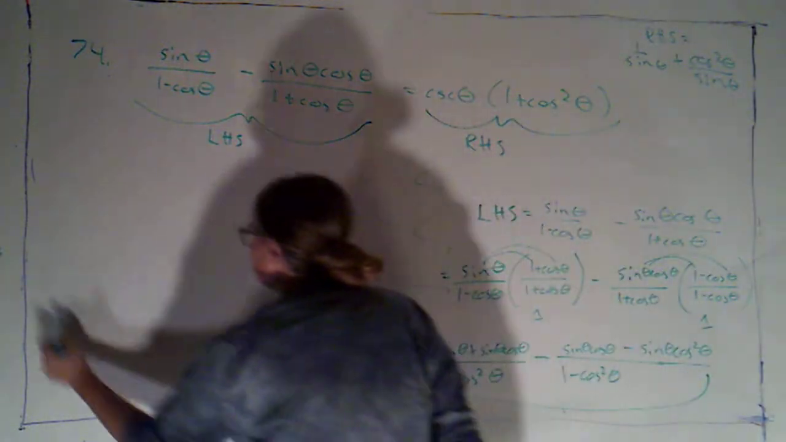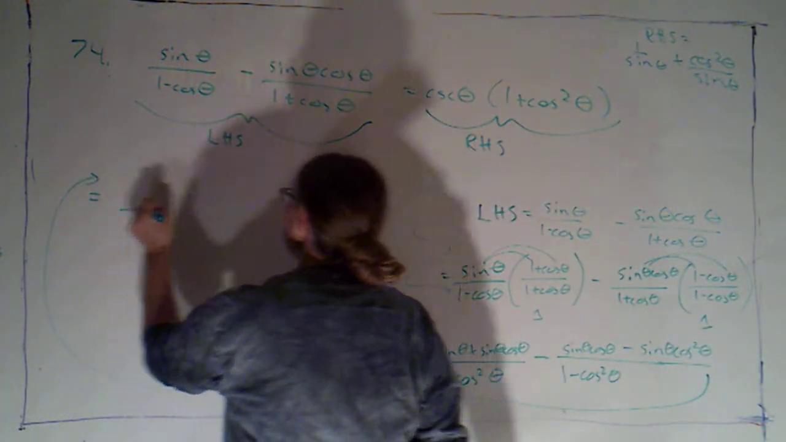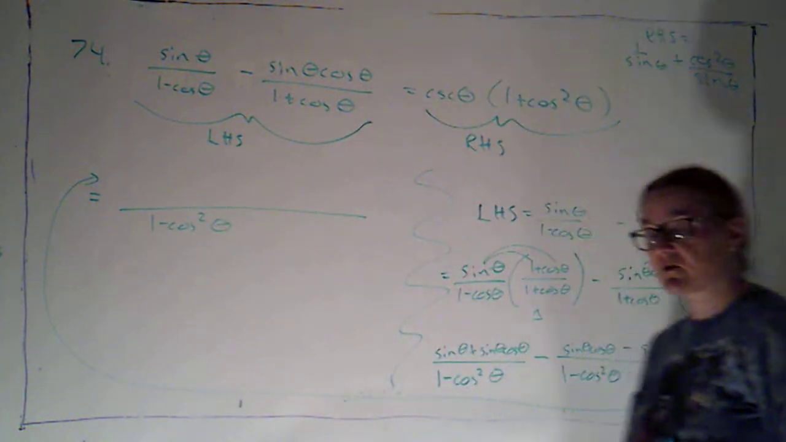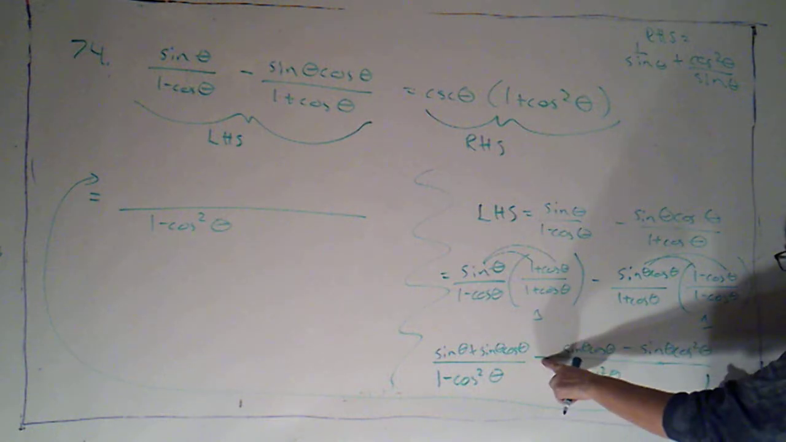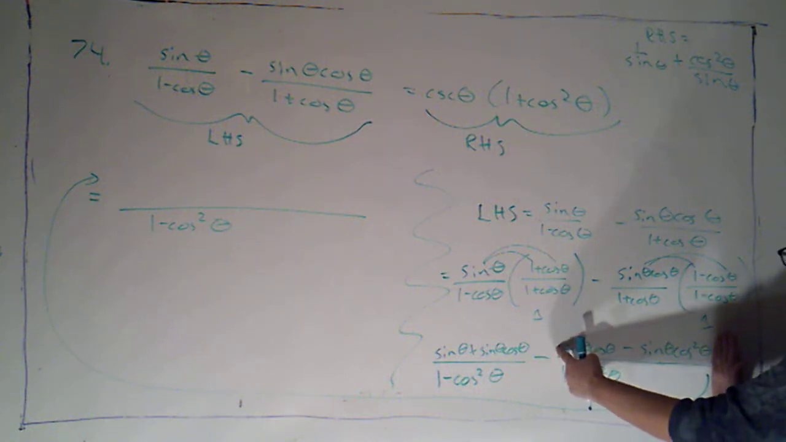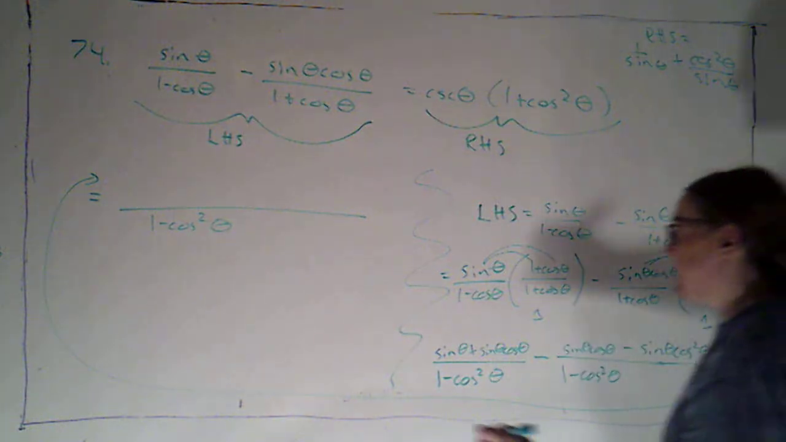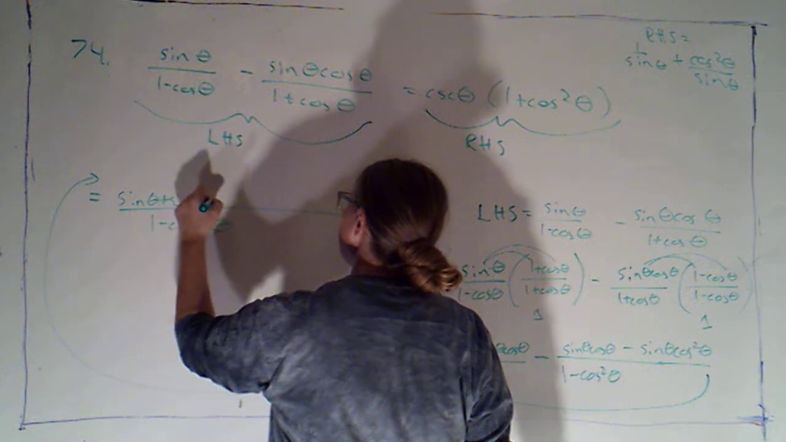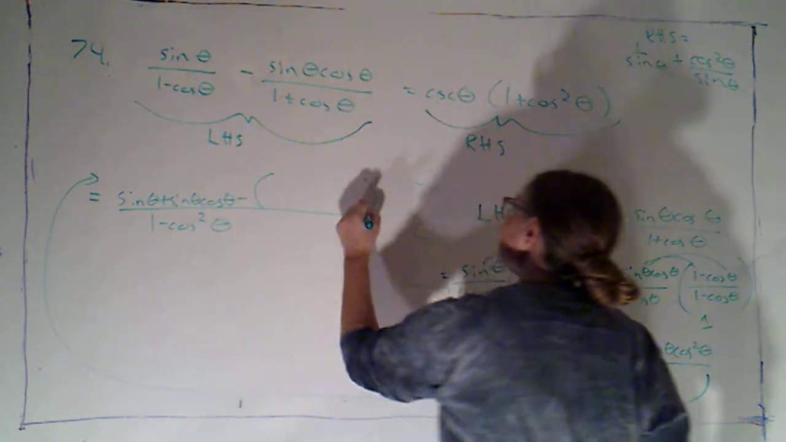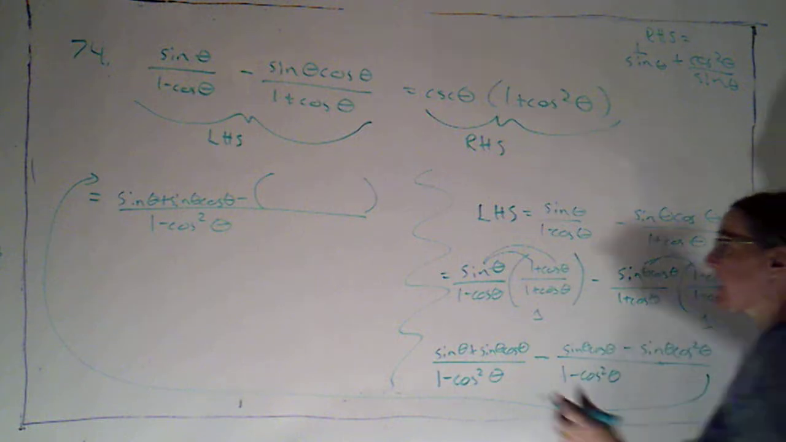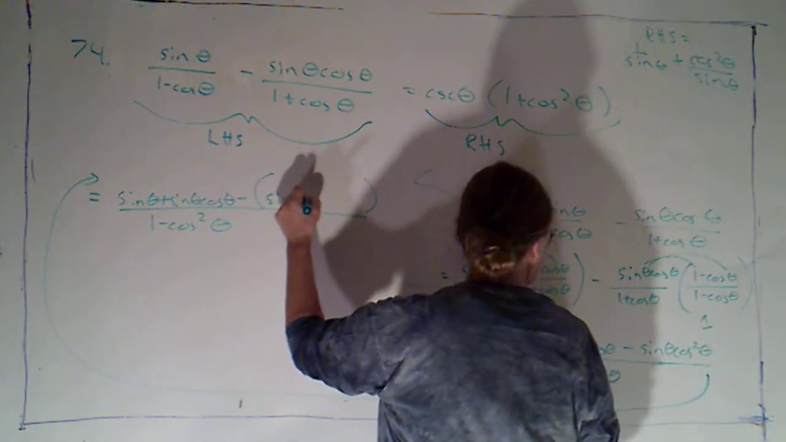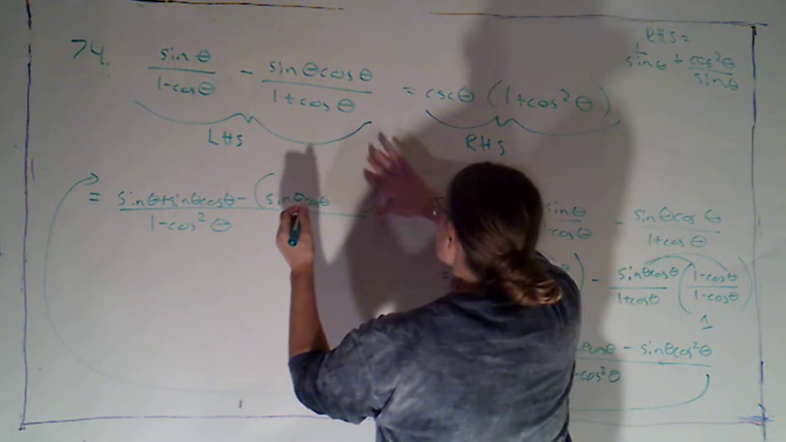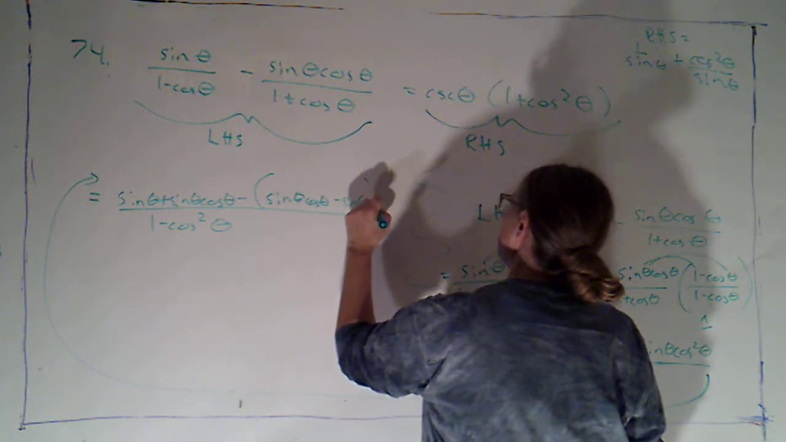So all of this is equal to one fraction with that common denominator of 1 minus cosine squared. And just be very careful with subtraction. I want to remember that I'm subtracting the entire top here. So we have the first top, which is sine theta plus sine theta cosine theta, minus the entire top of this second fraction, which was sine theta cosine theta minus sine theta cosine squared theta.